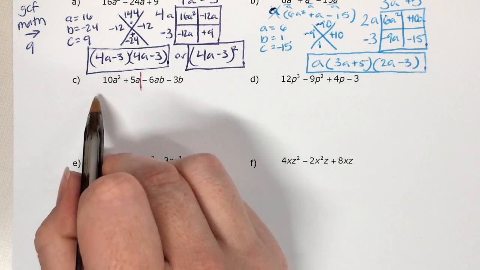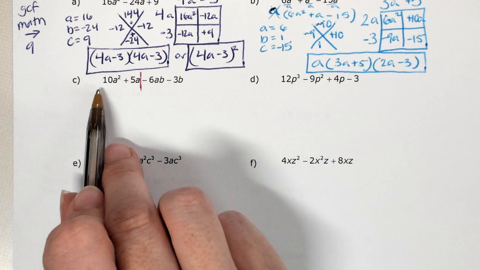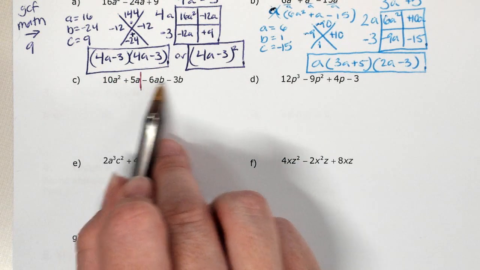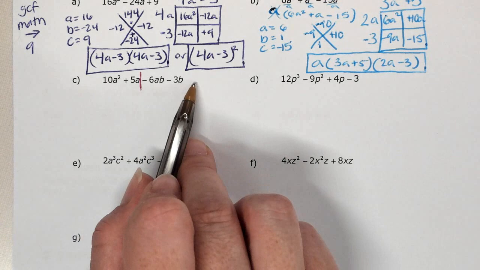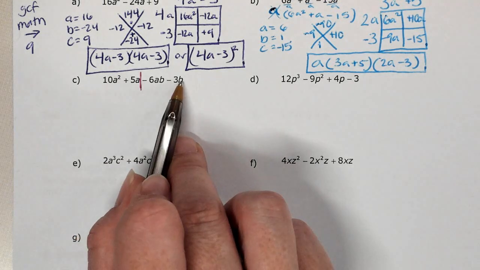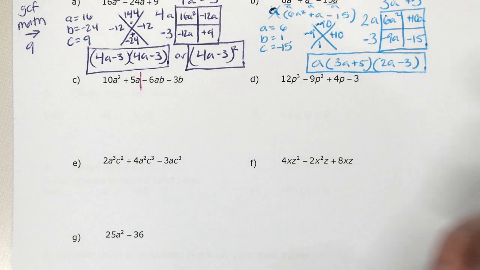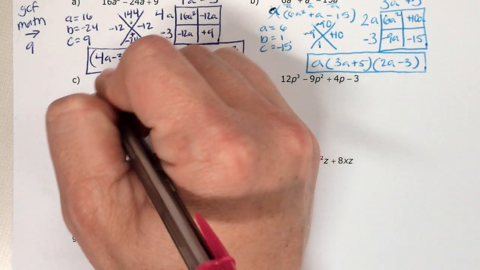But first I should always check for a GCF of everything. So 10 and 5 is 5, but 5 doesn't go into 6, 3. So they don't have a GCF of everything. A is in these, but this doesn't have an A, so we're good. No GCF of everything. So we cut it in half and we find the GCF of the first half.